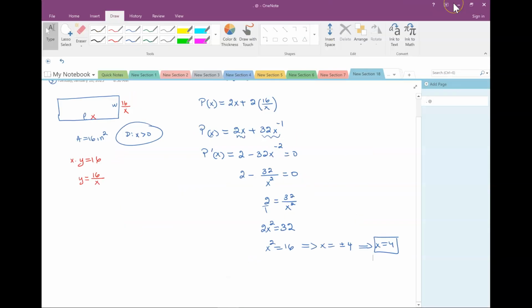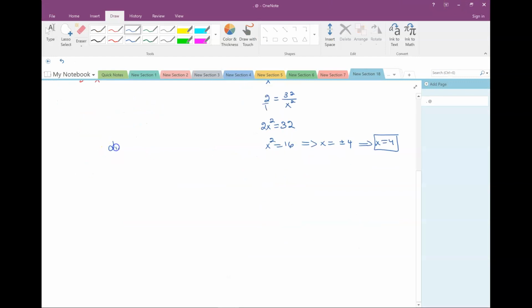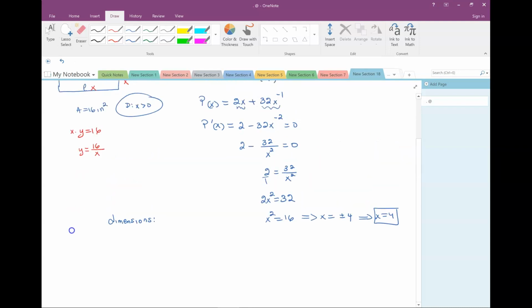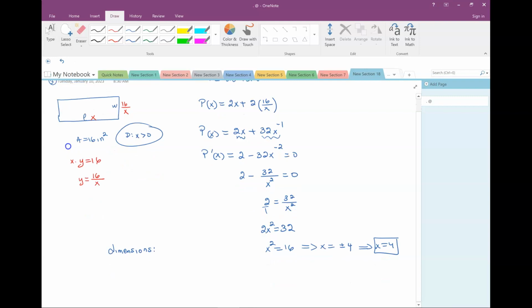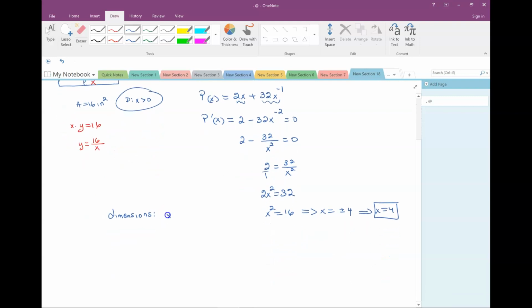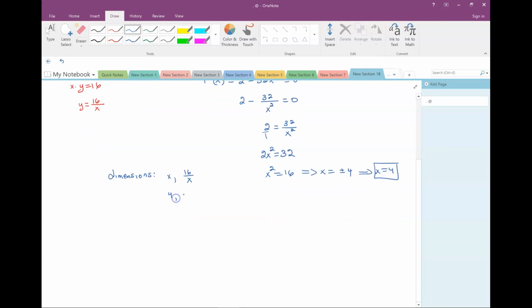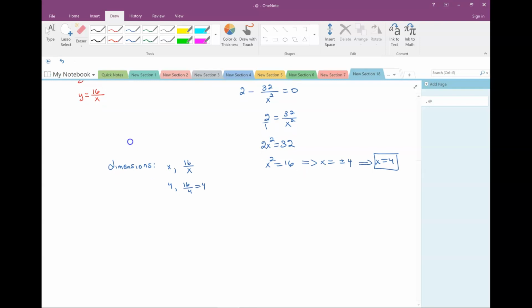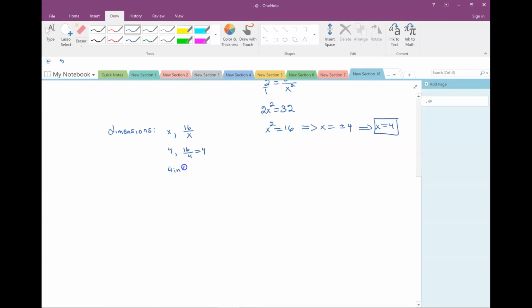All right. So what are the dimensions? How do you know that? One side is x, which is 4, right? So the dimensions are x comma 16 over x, right? So it's 4 and 16 over 4, which is 4. But what were the units? Are they in inches? How is it a rectangle? Because a rectangle is also a square. So 4 inches by 4 inches.